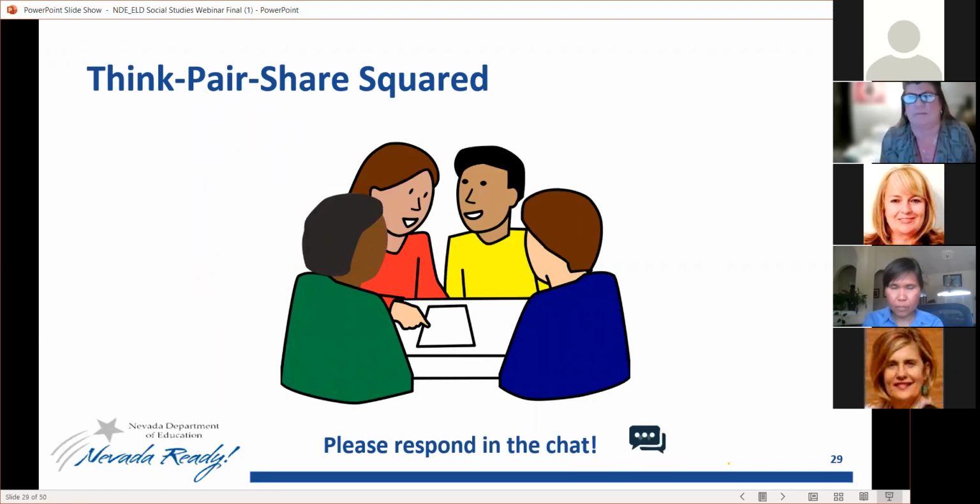At this time, we are going to talk about the last 3 little steps we did. Please respond. And why did we do this? Why did we start with a gallery walk, move to ink pair share, and then move to an ink pair square? What is the rationalization for this? Please share in the chat your thoughts and ideas.